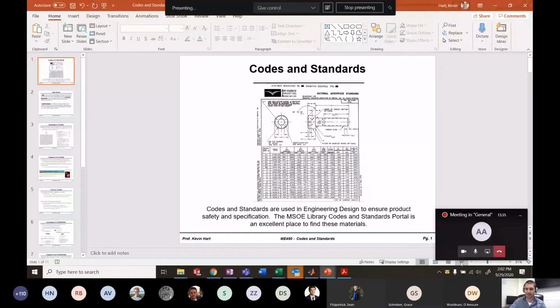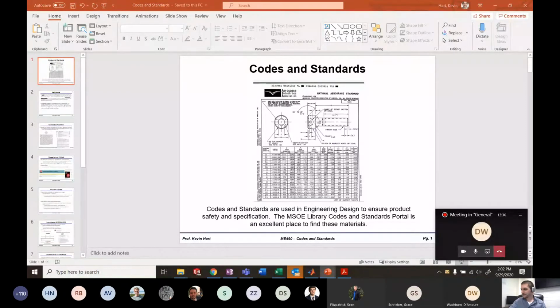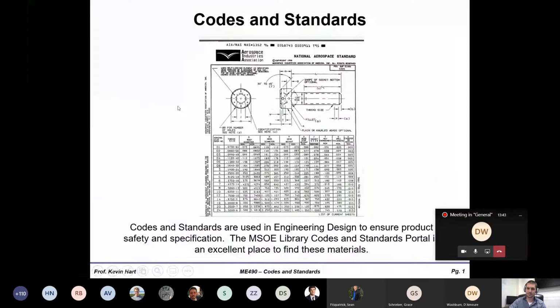Okay, here we are, codes and standards. Let me share the other. I want to share this screen. How about this? There we go. All right, here we are. So you all should be able to see codes and standards up on your screen now.